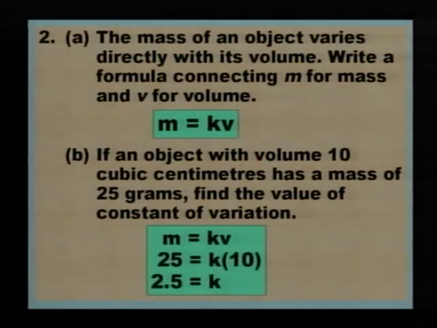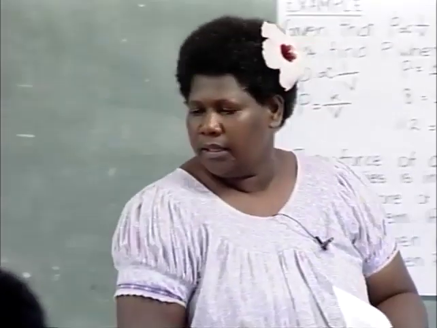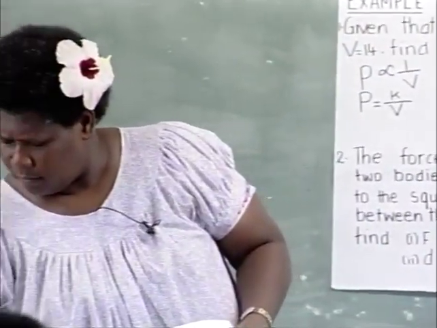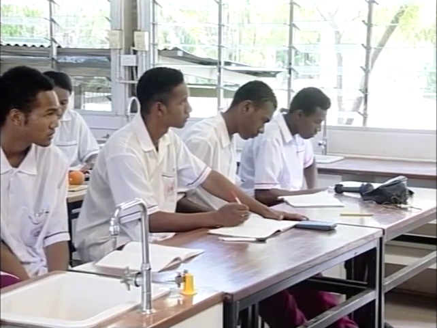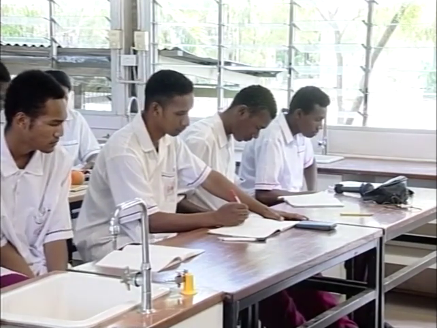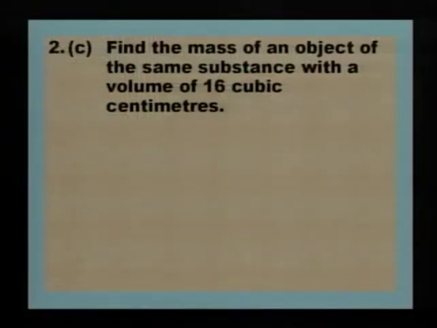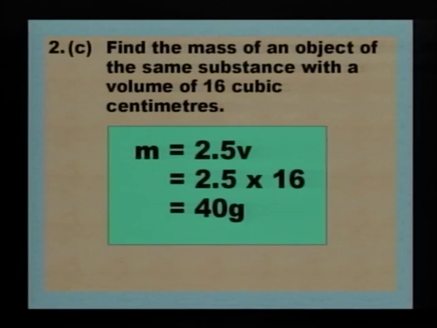Okay, that's question 2. We did question 4 as an example. So now we go on to question 2C, which is still to be done. Livingston, your turn. M equals 40 grams. Grams, okay. 40 grams.